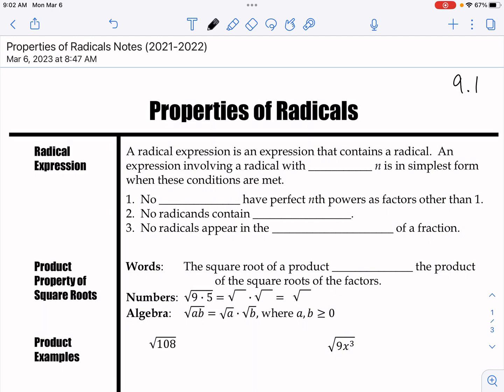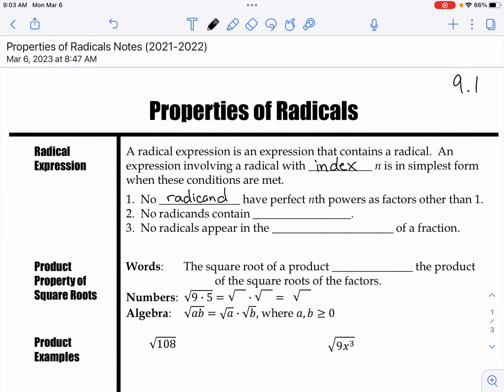An expression involving a radical with index n, I'm going to draw an example off to the left, is in simplest form when these conditions are met. It has to have each one of these things. So number one, no radicand has perfect nth powers as factors other than 1.